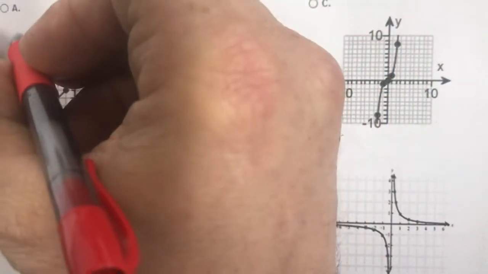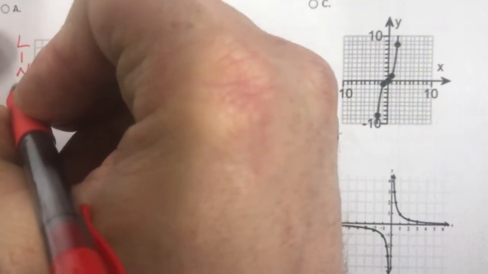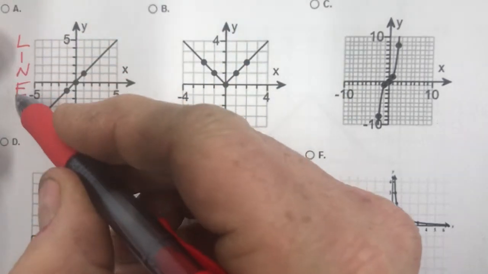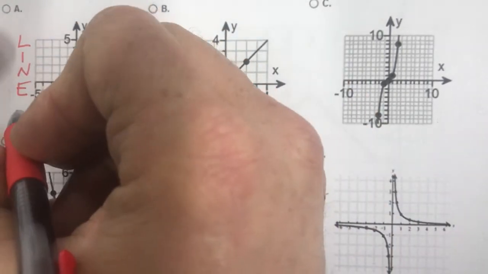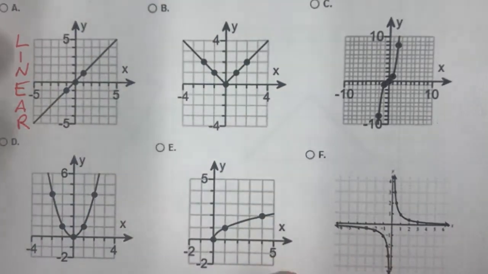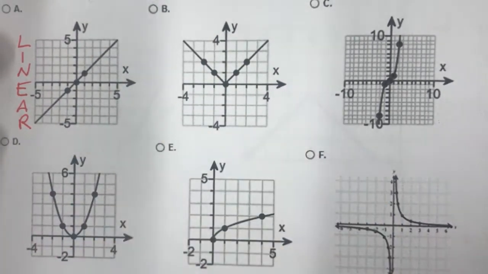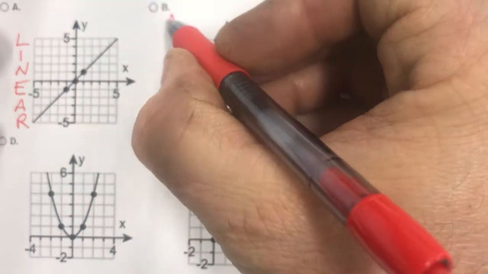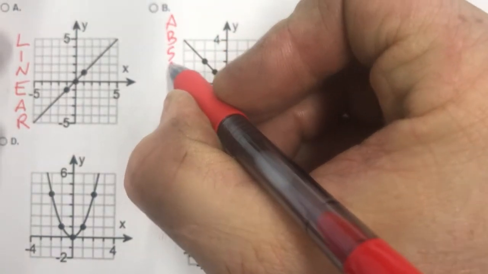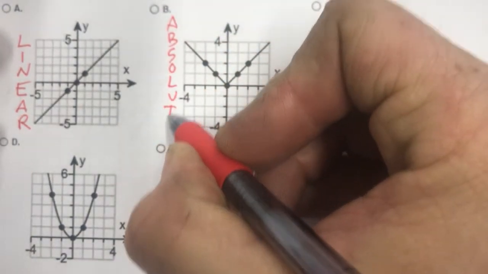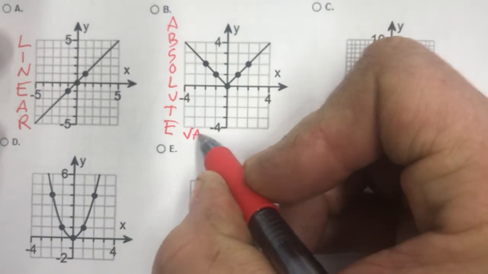This one right here, I'm going to put the name right here. This is linear. L-I-N-E, line. It makes a line, but spell it linear like this right here. It's just a straight line. This one right here, absolute value.